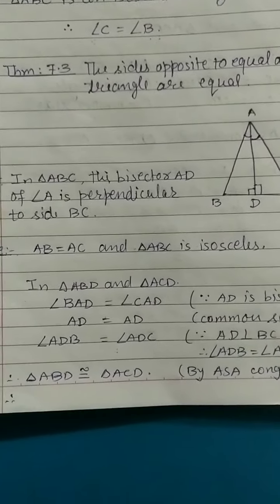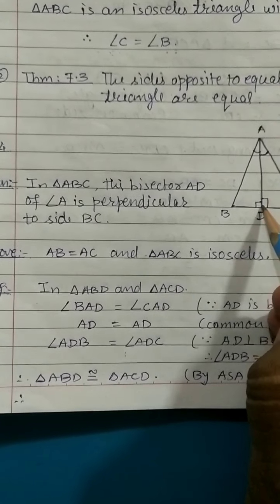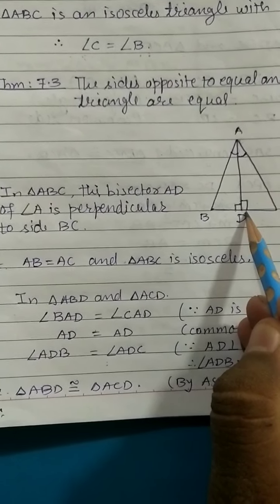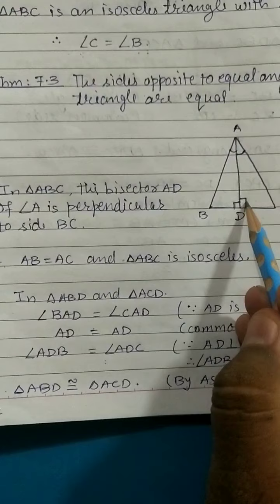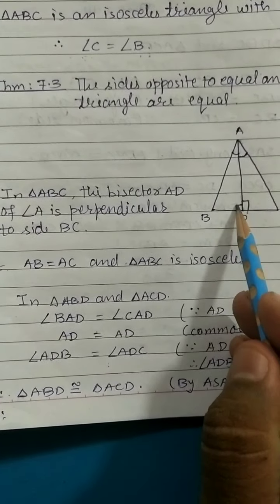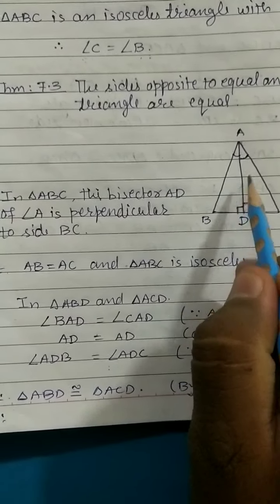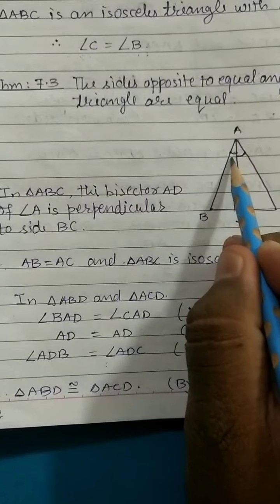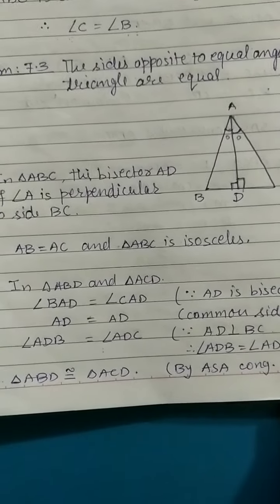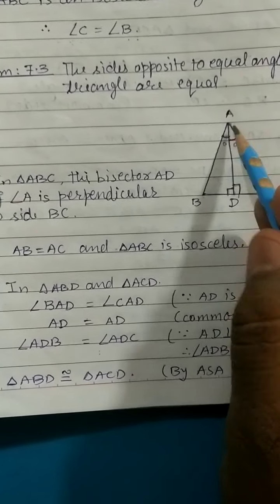What we have to do here? This is the perpendicular bisector. So this angle and this angle are equal and they are of 90 degrees, because of the property of perpendicular. And this is a bisector also of angle A. So this angle and this angle are also equal. Right? Okay. Now take these two separate triangles, triangle ABD and triangle ACD.